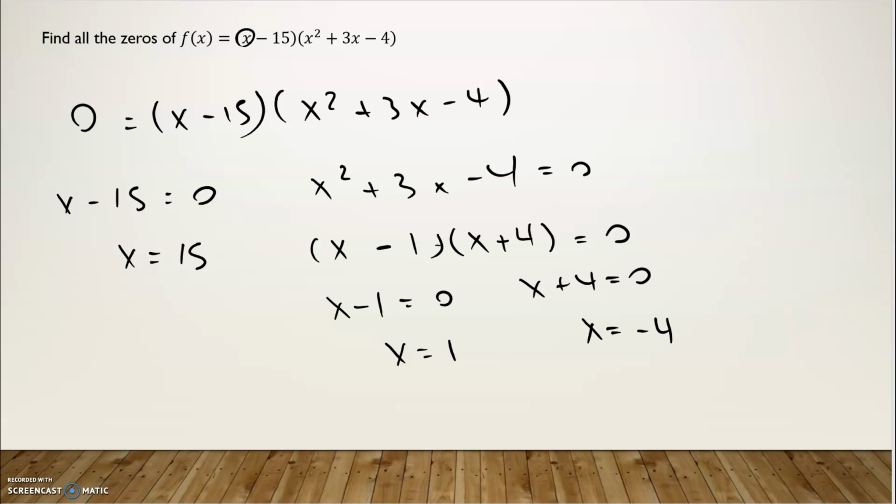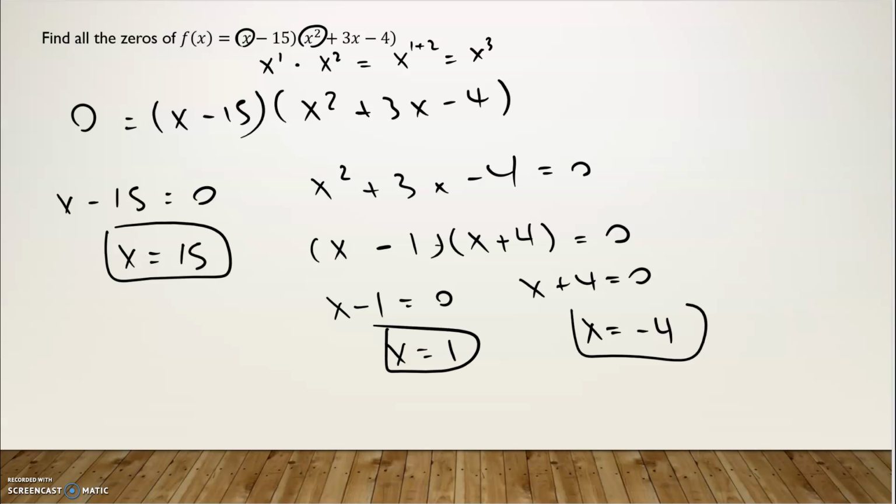Okay, this x is raised to 1. This x is x squared. So that would be 1 plus 2, or 3. And hey, I have 1, 2, 3 zeros.